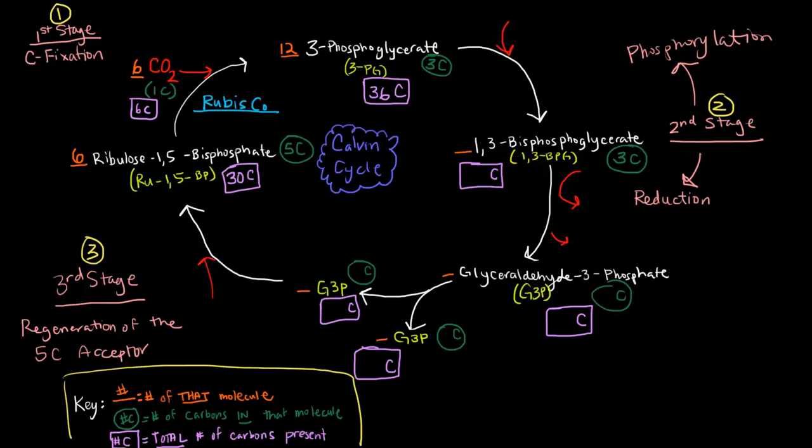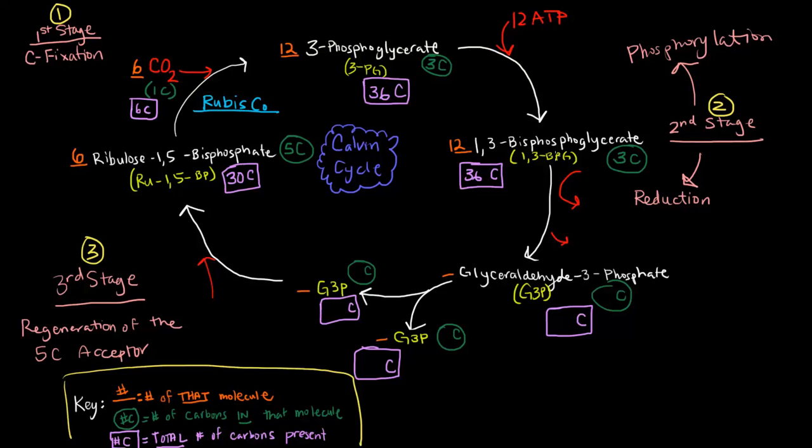Since we didn't change the number of carbons, we still have 36 carbons, and we should still have 12 of these, right? 12 times 3 will equal 36. But now each one of these things must have added a phosphate, right? That's the phosphorylation step of the second stage. So where do those phosphates come from? They come from ATP. How many ATPs did we use up? Well, we needed to add 1 ATP for each one of these 1,3-bisphosphoglycerates. So we must have added 12 ATP. So after we've added those 12 ATP, we now have 12 1,3-bisphosphoglycerates.